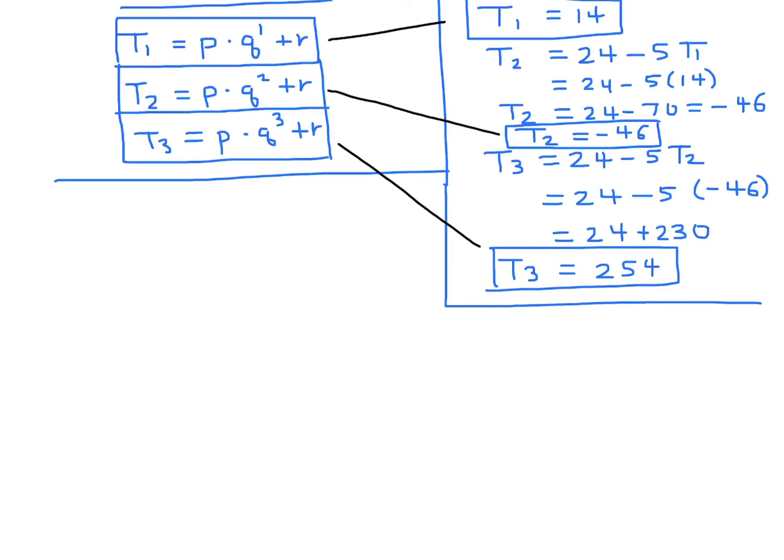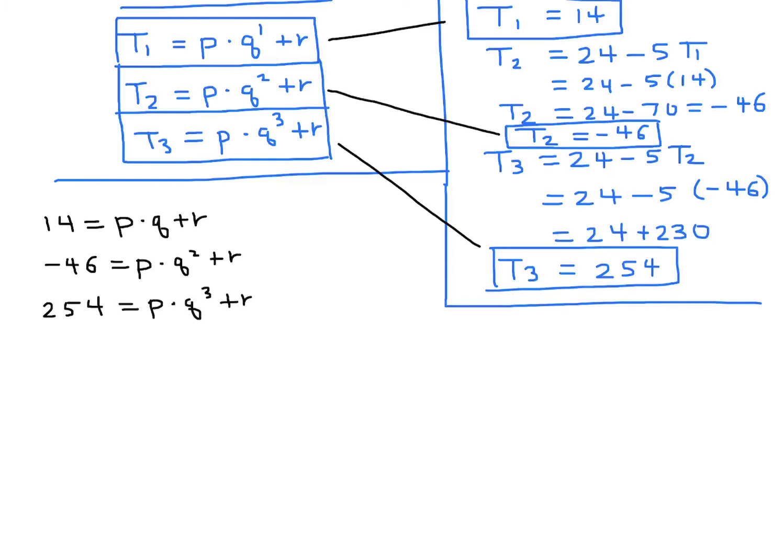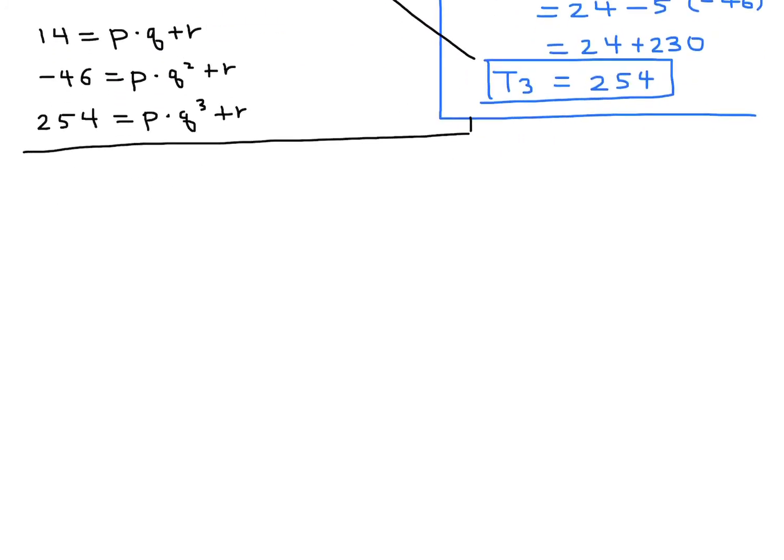So let's go with T1. We got T1 is 14, and that is equal to P times Q plus R. The next one is T2, which is minus 46, is equal to P times Q squared plus R. And finally, we have 254 is equal to P times Q to the power 3 plus R. All right, not as straightforward as normally, when they just have X's, Y's and all that stuff. We got some exponents in there, but that's okay. We can still do this with a little bit of fancy manipulation. So I'll call these equations 1, 2, and 3.